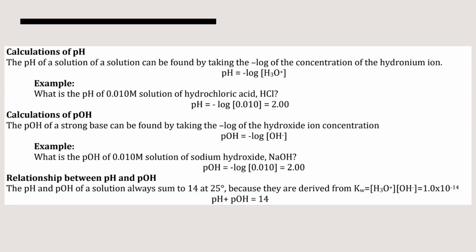So calculations of pH. The pH of a solution can be found by taking the negative log of the concentration of the hydronium ions. So pH equals negative log, so if you see us talking about pH, pOH, got to think negative log. So what is the pH of a 0.010 molar solution of hydrochloric acid? So pH equals a negative log of the concentration, 0.010, and that equals 2.00.